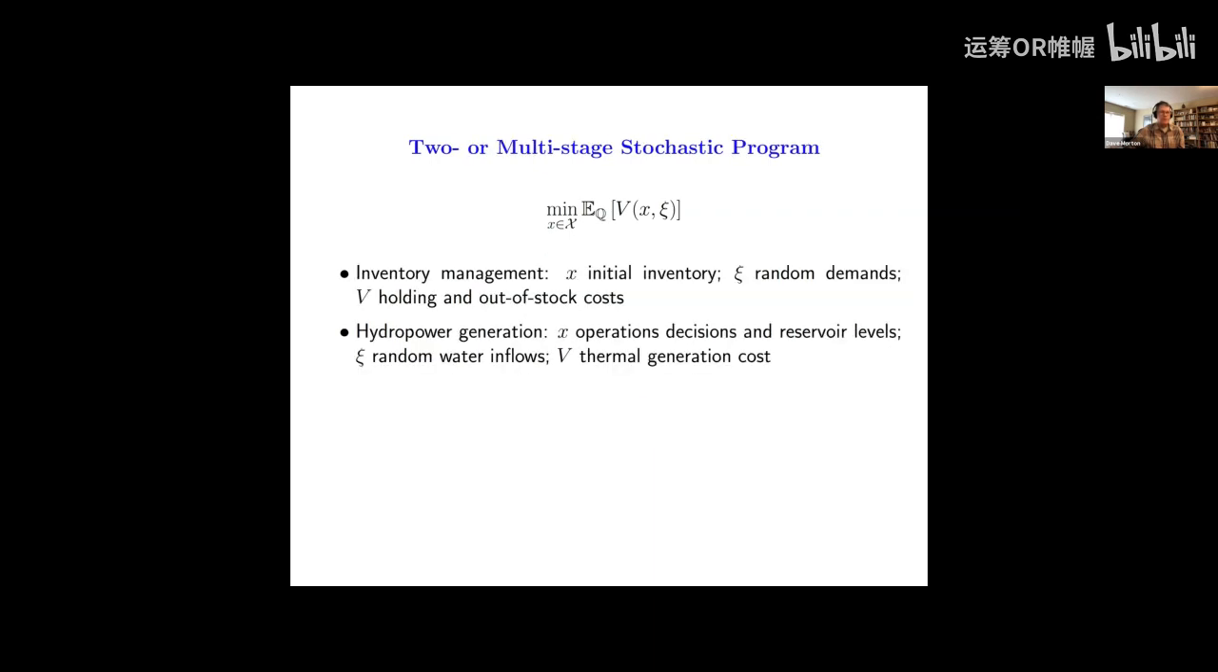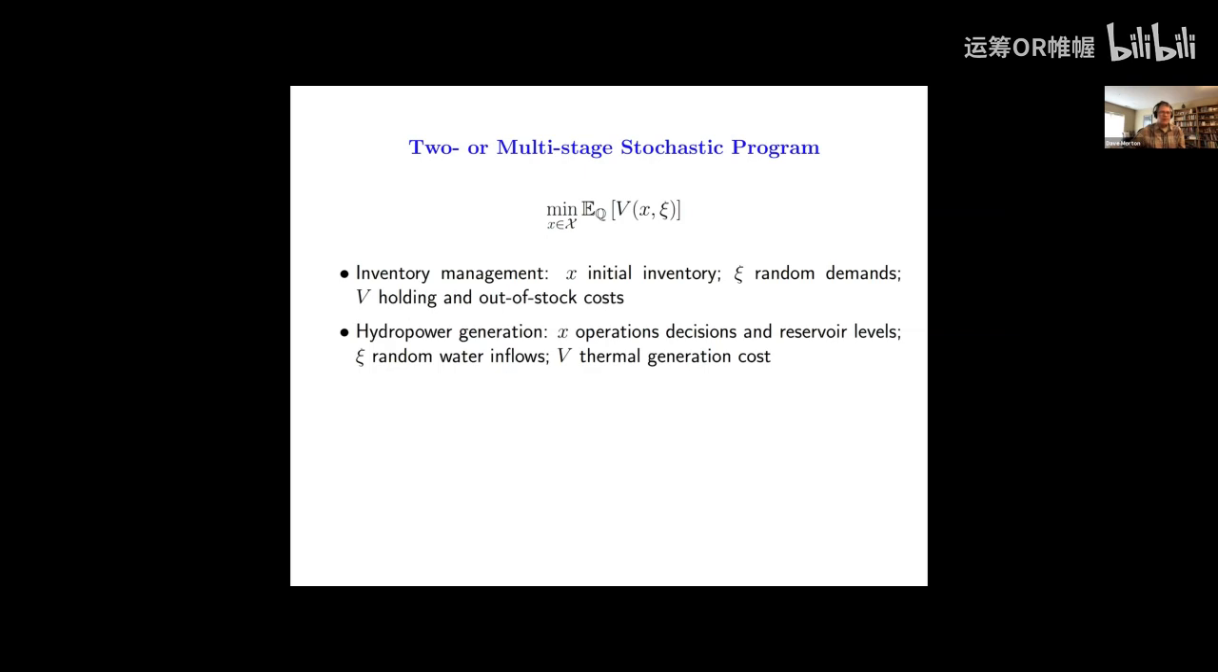Just a couple of common examples. One is inventory management. If it's a two-stage model, you make a strategic decision in terms of sizing a system with initial inventory. And then C could be random demand, and then you could pay holding or out-of-stock costs. So that could either be strategic, or it could be a multi-stage operational model where you're continually reordering inventory.